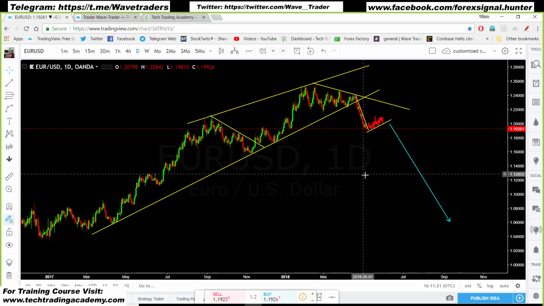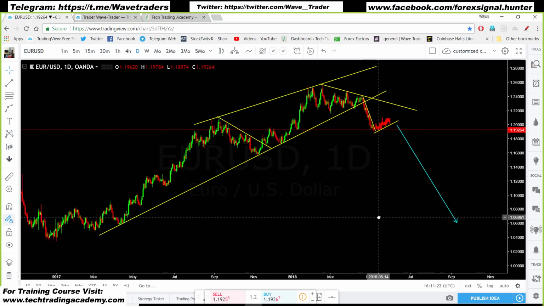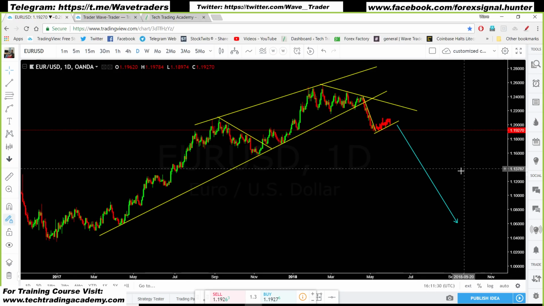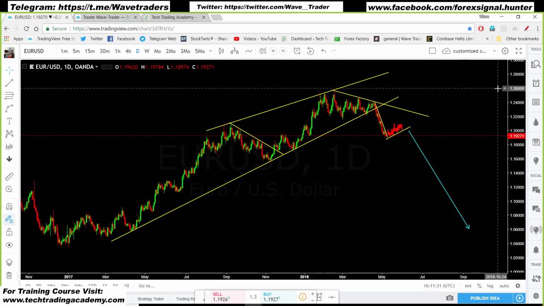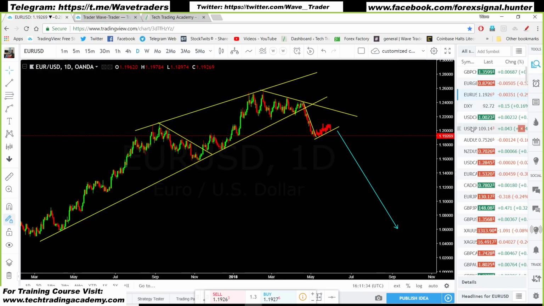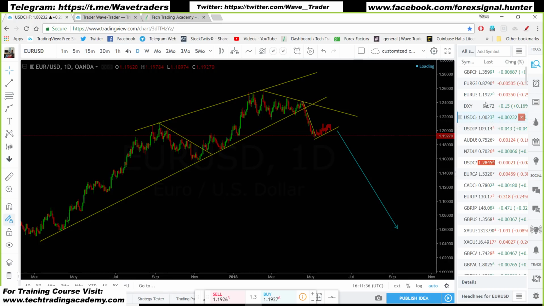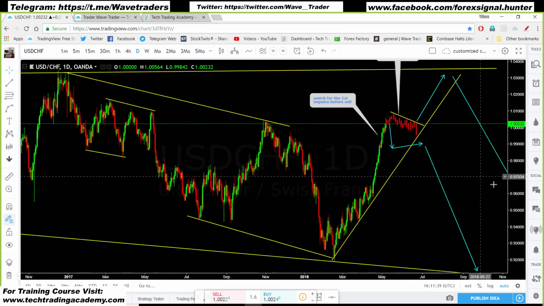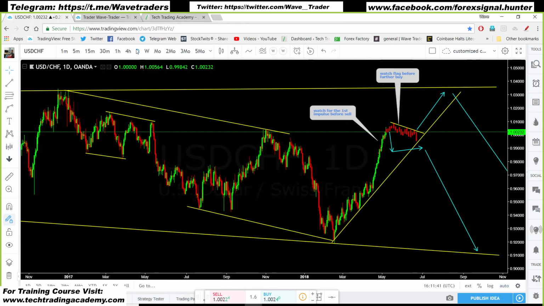Huge potential is there on the Euro USD for the downside, but make sure you see a continuation pattern before you start to sell the Euro USD. Potential is there on the DXY and the Euro USD. You see how much potential was there on this pair when I was asking you guys to look for it. Let me take that chart first.